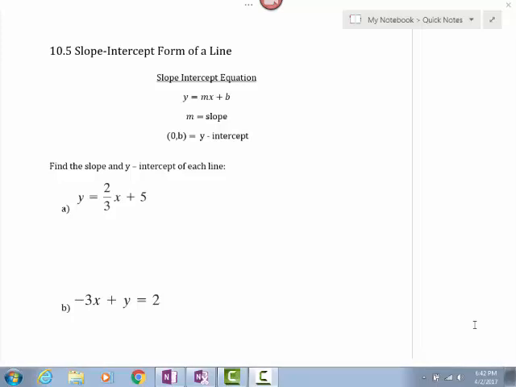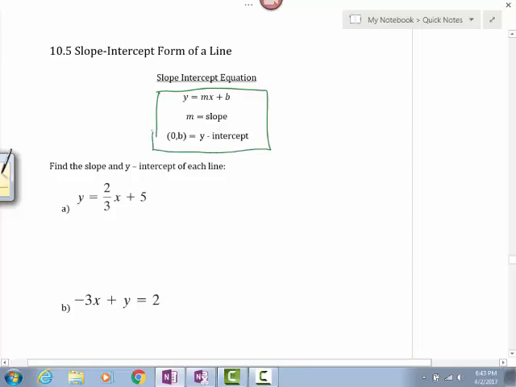10.5 talks about the slope-intercept form of a line. And the slope-intercept equation is what we're going to be using, which we have right here in this box. And it's y equals mx plus b. M stands for the slope, which is what we did in 10.4. And the point (0, b) is going to be our y-intercept.